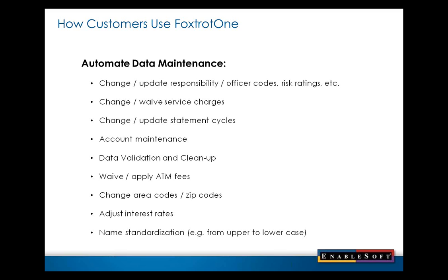But data maintenance is a major area and a major area of savings opportunity for banks that use Foxtrot to automate these areas, such as automating updating. You have an officer that leaves and you want to move 1,000 accounts from loan officer A to loan officer B, or take those 1,000 commercial accounts and move them to several loan officers. You can do that automatically with Foxtrot. You know, changing or waiving service charges.